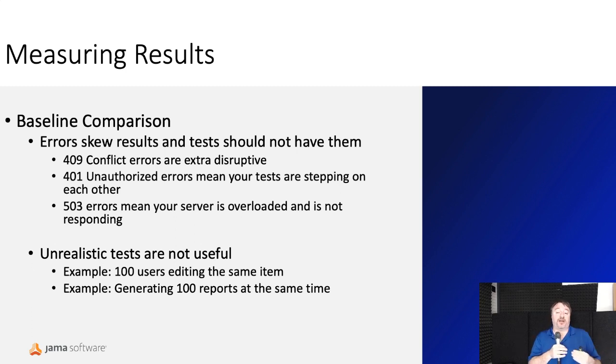So if you write your tests where they have a lot of conflicts, they're going to have conflicts in different places each time you run the test. So it's going to change the dynamics of the test. It's going to change the timings of the test. It's either going to make the test look longer or shorter when it's really not. 401 unauthorized errors means that you're reusing users and your tests are locking each other out.